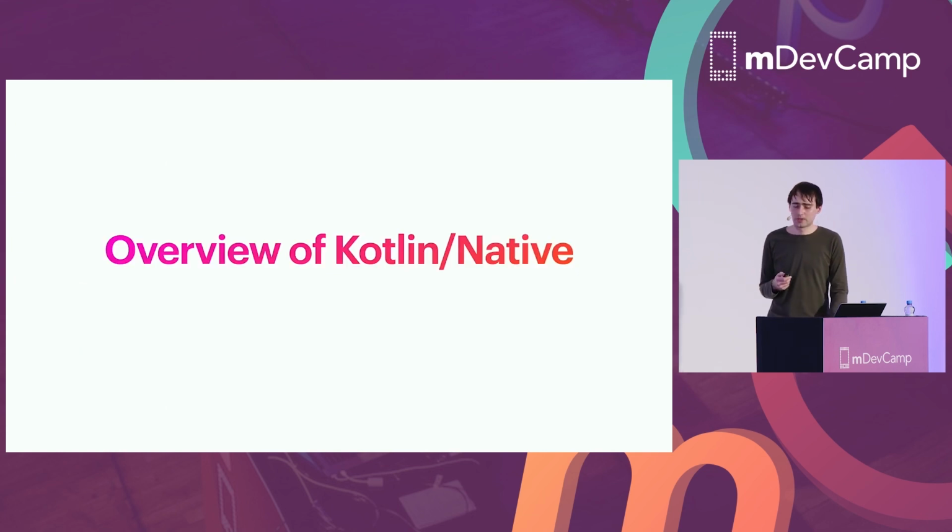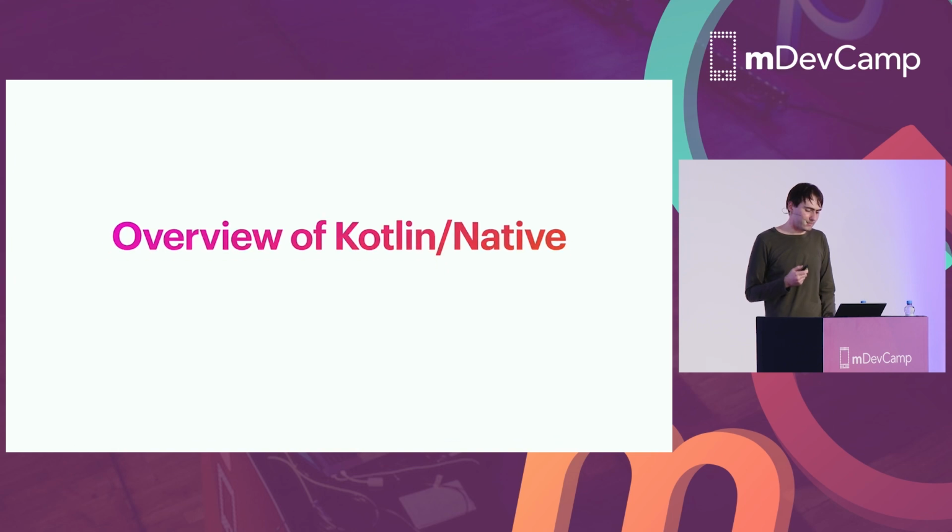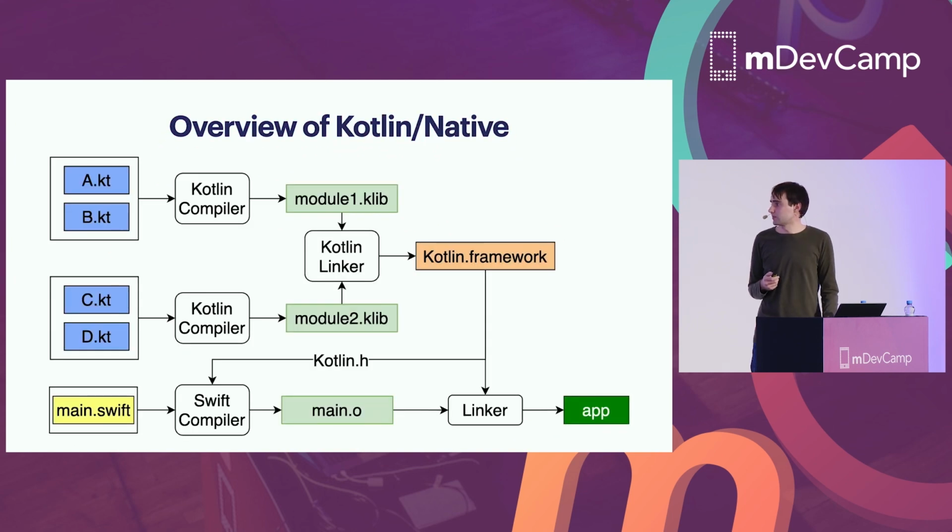Okay, so we've covered the main features of native development from the point of view of building applications. Now we can look at how Kotlin Native works from this perspective. This diagram may look a little bit overwhelming, but it's actually relatively simple if we apply all the concepts that we've seen so far. On the left side, we have source files. On the top, there are Kotlin modules, and on the bottom, we have a Swift file with a Swift module.